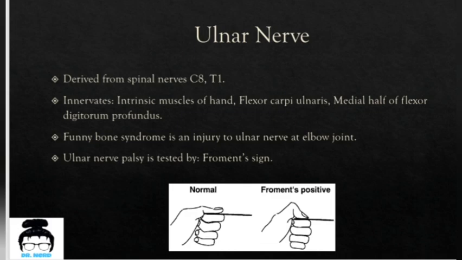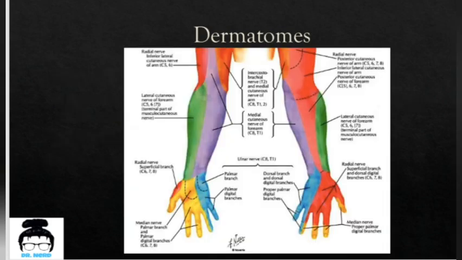Ulnar nerve is derived from C8 and T1. We have what we call the funny bone syndrome, which is a fracture of the medial epicondyle of the humerus, which will cause an ulnar nerve injury. The patient will have ulnar claw on digit extension, loss of wrist flexion and deviation of medial fingers, and loss of sensation over the medial 1.5 fingers plus the hypothenar eminence.